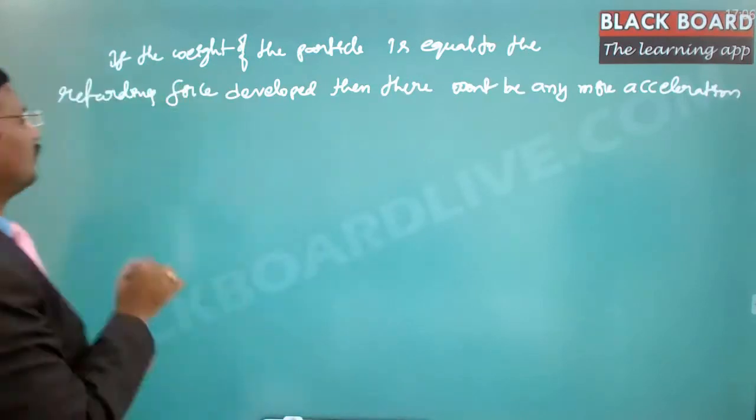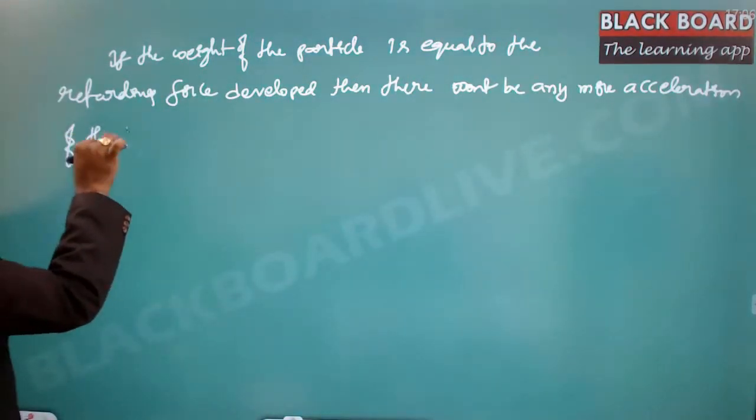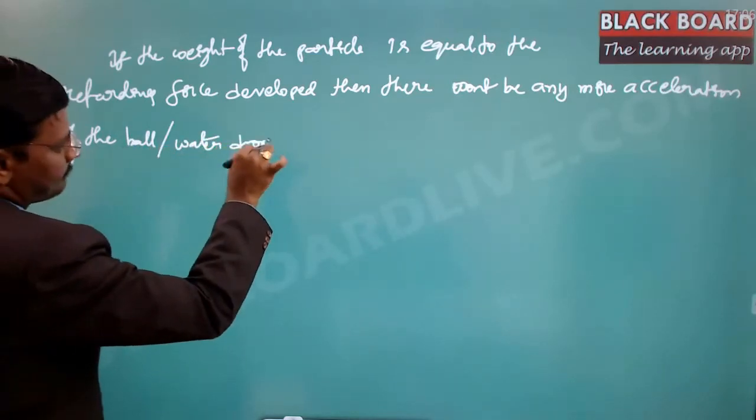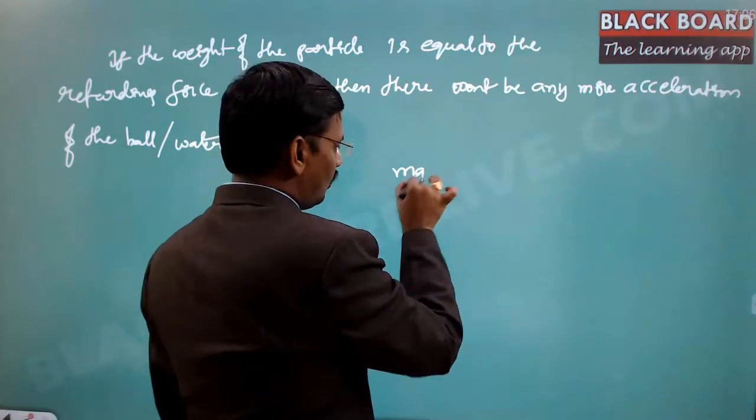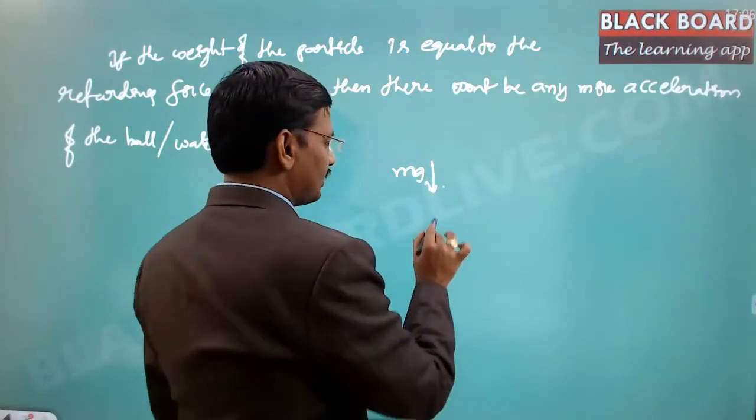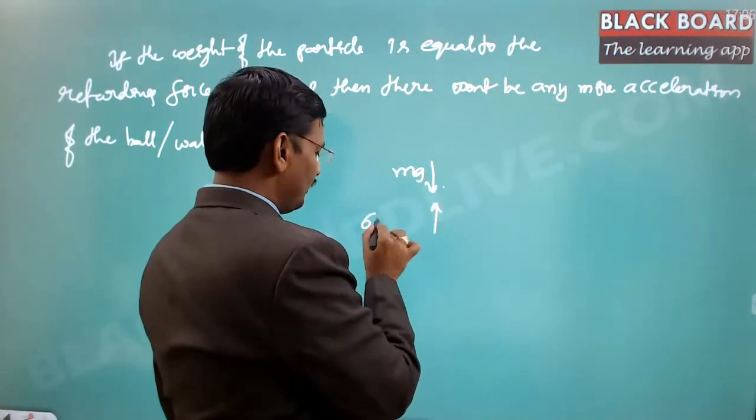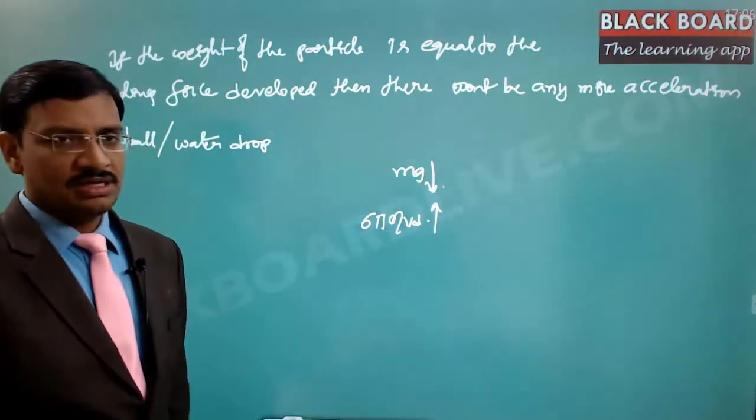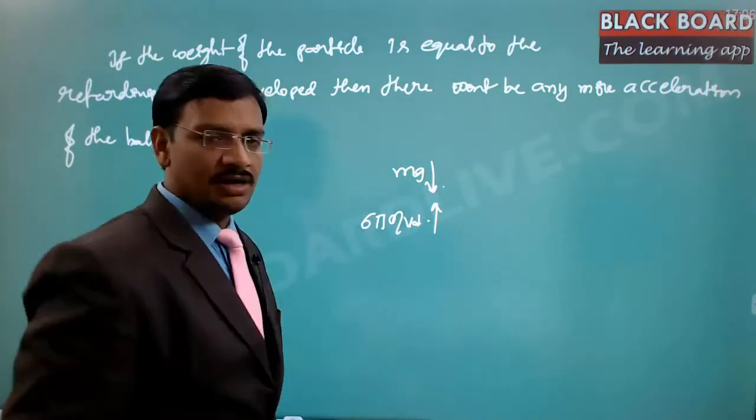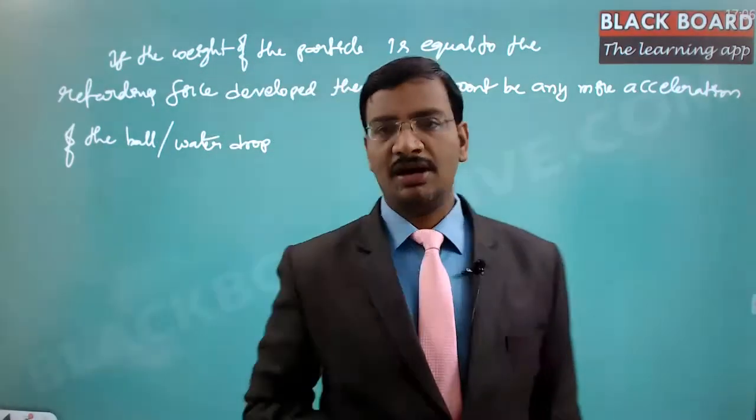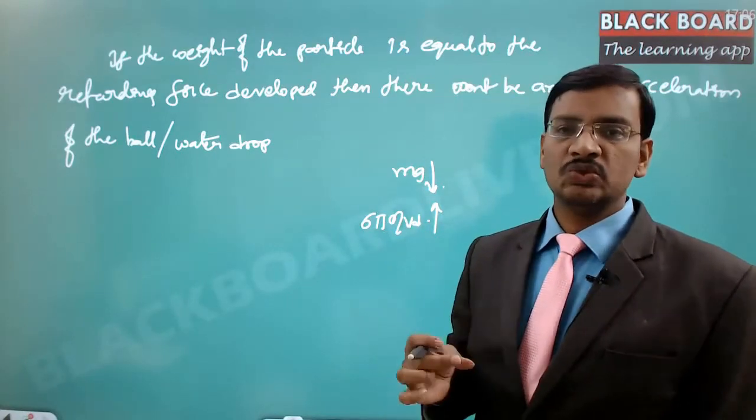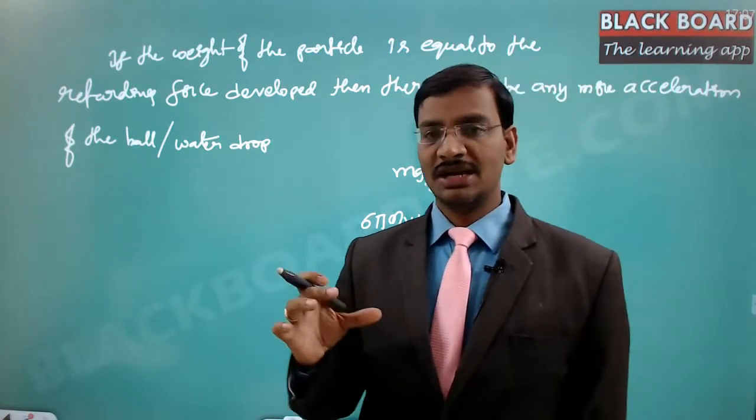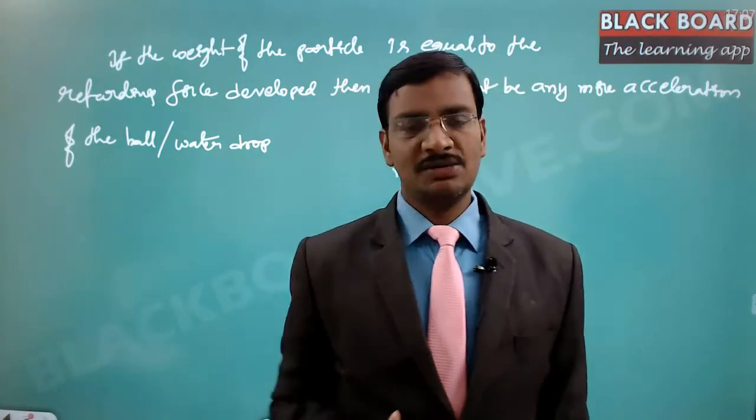Of the particle or of the ball, or actually water drop. The weight is in the downward direction, but there is a retarding force that it is going to develop. This is going to be 6 pi times eta into v into d. Now at this particular stage, if these two are equal, then as per Newton's first law, every body tries to stay in its state of rest or of uniform motion unless otherwise it is compelled by an external force. That is the statement of Newton's first law.